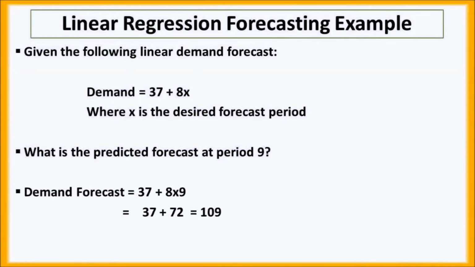To solve this, all we do is enter the period that we are interested in into our equation. So in this case, it's 9. So our demand forecast is 37 plus 8 times 9, or 37 plus 72. This gives us a forecasted demand of 109 in period 9. And then you can see that in period 10, and you can test this out on your own, the demand is expected to grow by another 8 units. So if we have 109 in year 9, then in year 10, we should have a demand of 117. And of course, you can check that out on your own as well.